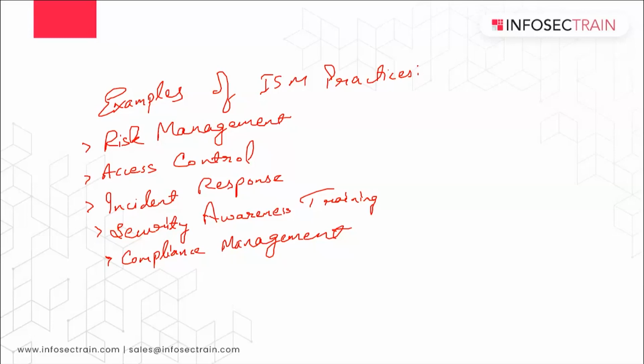Security awareness training is where we educate employees and stakeholders about the importance of information security and how to identify and prevent security breaches. This training can help reduce the risk of human error, as I mentioned, and improve the overall security posture of the organization. Compliance management involves ensuring that the organization complies with the relevant laws, regulations, and standards related to information security. So this compliance can help minimize the risk of legal or regulatory penalties.